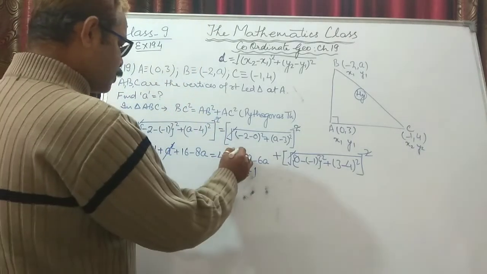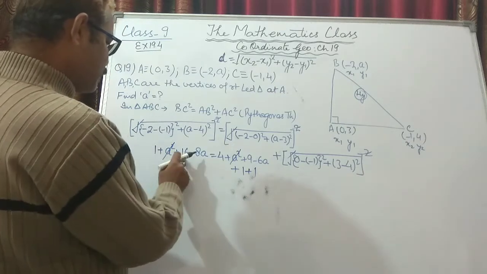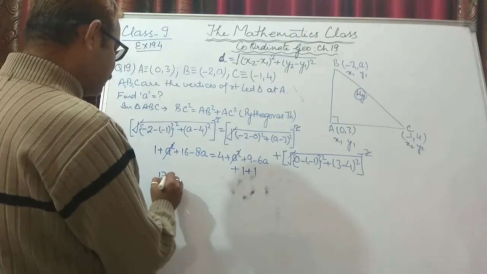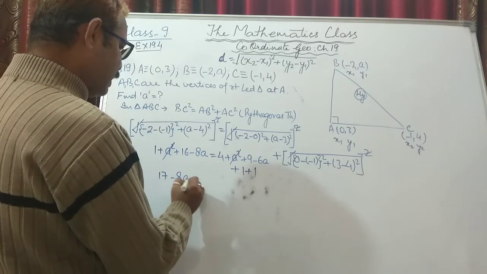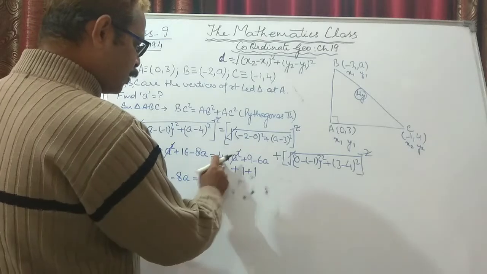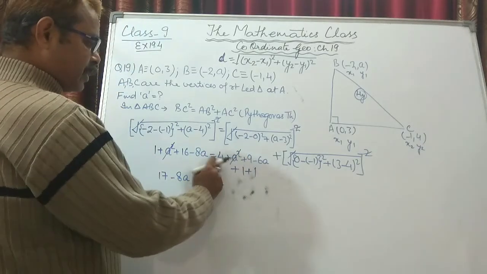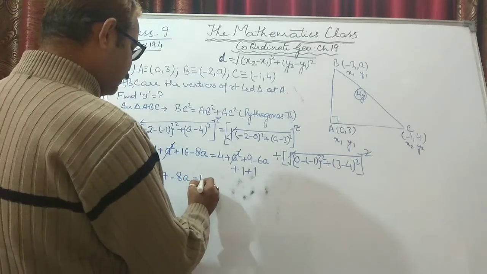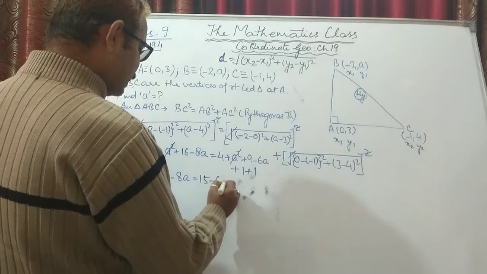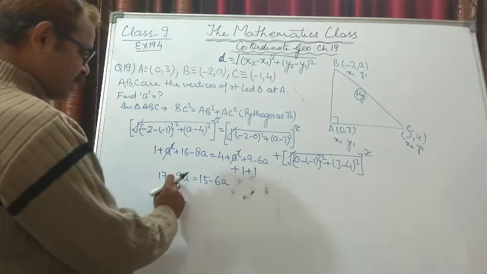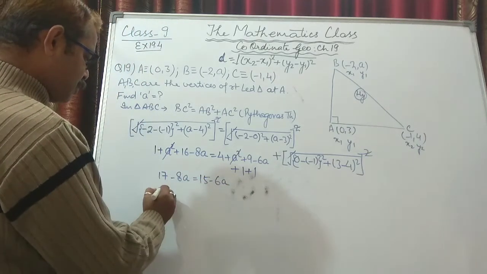So a square and a square will cancel each other. 16 and 1 comes out to be 17, minus 8a is equal to 4 and 9, 13, 14, 15, 15 minus 6a. Now this plus a goes to this side and 15 comes to this side.